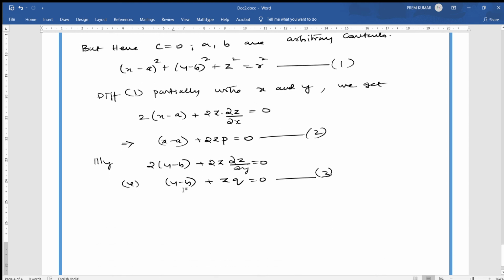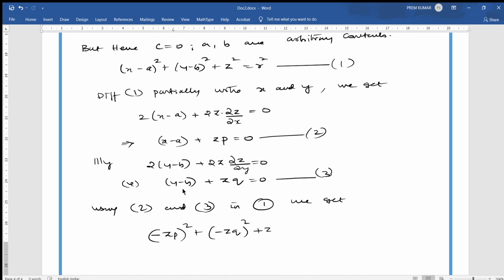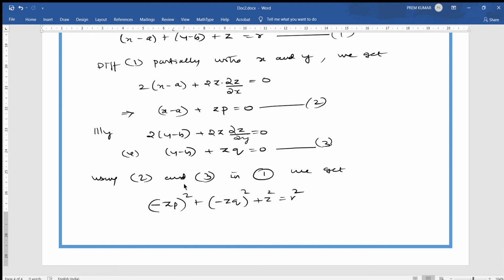We got 3 equations, and now we are going to eliminate a and b. So what we are going to do is use 2 and 3 in 1. How to eliminate it? So x minus a is nothing but minus zp, and y minus b is nothing but minus zq. So we substitute in the first equation. Minus zp the whole square plus minus zq the whole square plus z square equals r square. It is z square into p square plus q square plus 1 equals r square, which is the required partial differential equation. And we are done with the problem.